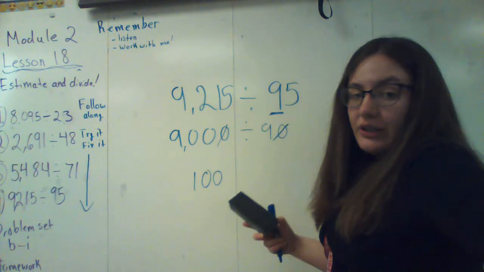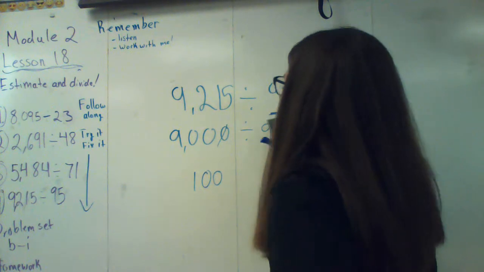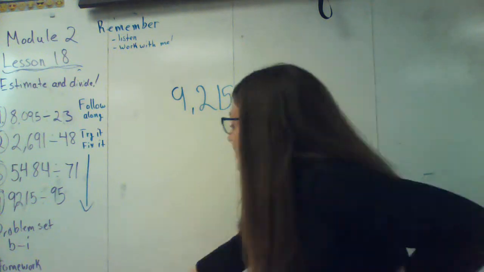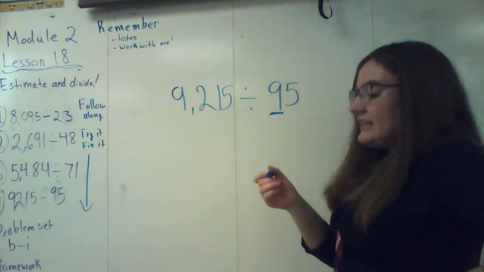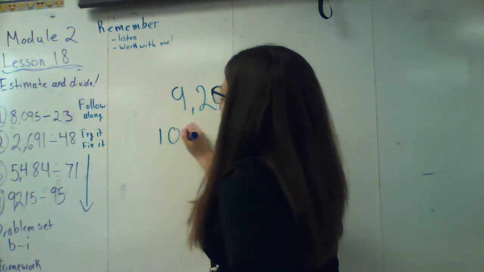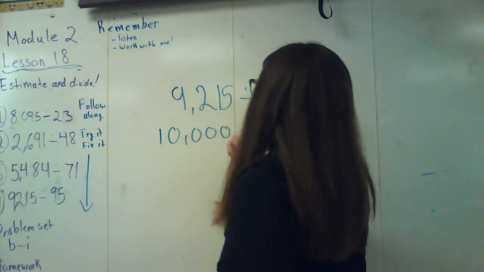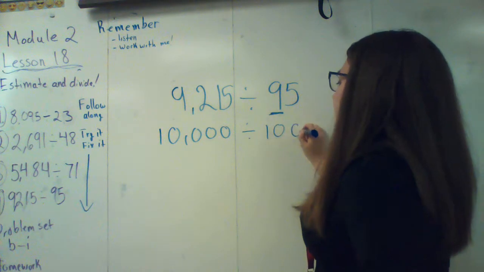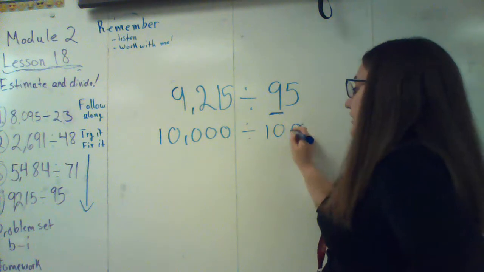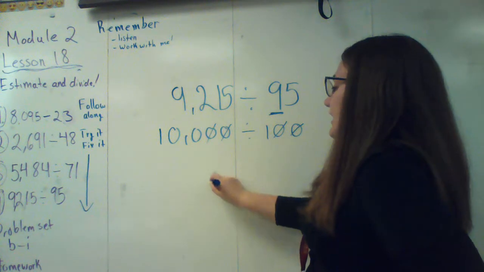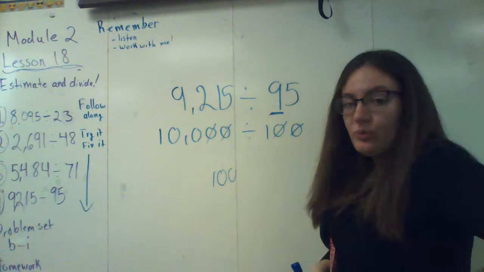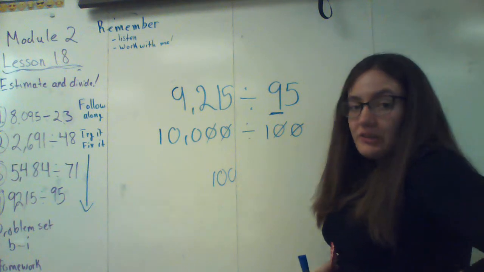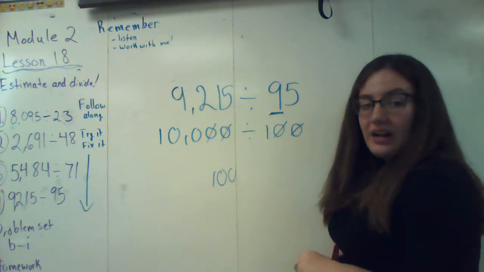Another way that you could have solved this problem is you could have just rounded this number all the way up to 10,000, and I could have done that divided by 100. So I would get rid of 2 zeros in this case and be left with 100. So very similar to the last problem. So you have a couple of options.